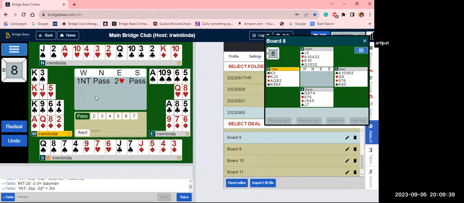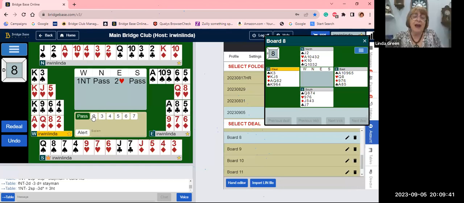Okay, over 2 hearts pass, you have to bid 2 spades. You have got to bid 2 spades, because if your partner wants to pass, she can pass. But this is too many points. We have enough for game.